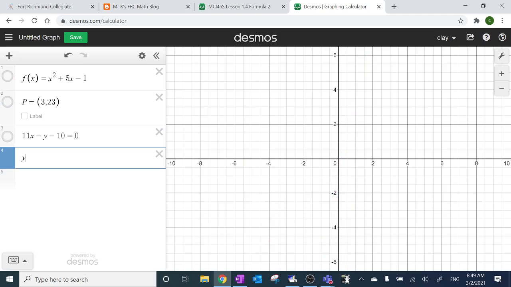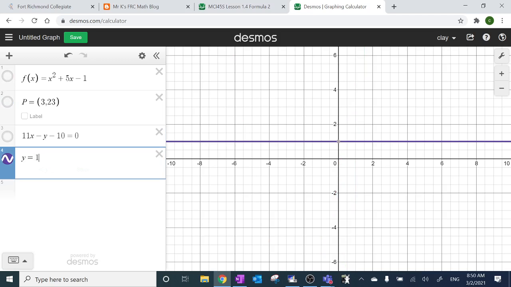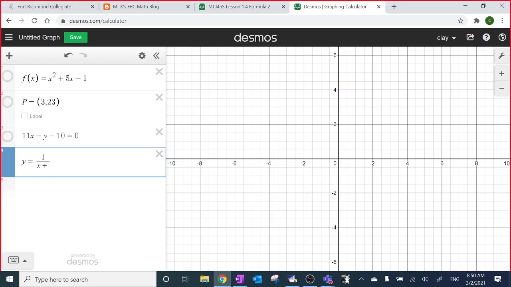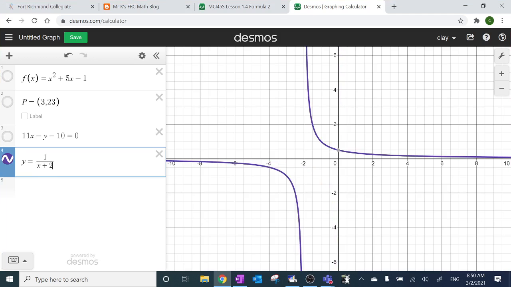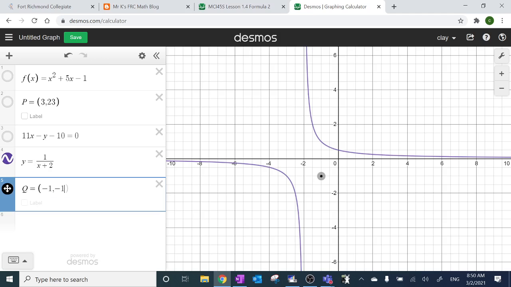Okay, I'll just use y because I've already used f of x. Y equals 1 over x plus 2. There we go, the two arms. And we want, I'll call this one point Q because I already called the other one point P. So point Q is -1, comma, -1. And that's not on the curve, is it? Find the slope of the tangent on the curve 1 over x plus 2. That point's not on that curve. Interesting.